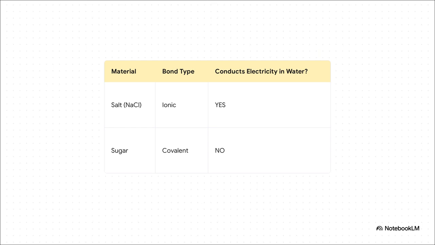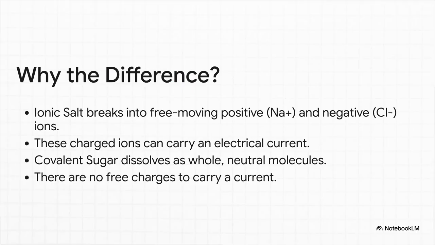And the results are in. The salt water, yep, it conducts electricity like a champ. But the sugar water, nothing. It's an insulator. So there it is, a direct link. The type of bond completely changes a substance's properties. So why the huge difference? Well, it all comes down to what happens when they dissolve. When that ionic salt hits the water, it breaks apart into all those positive and negative ions, and those charged particles are now free to zip around and carry an electric current. But the covalent sugar, its molecules are held together so strongly that they just float around as whole neutral chunks. There are no free charges, so there's nothing to carry the current.